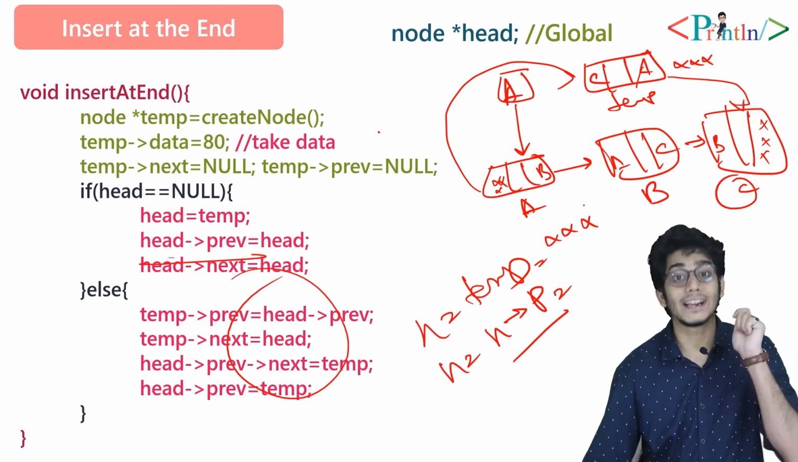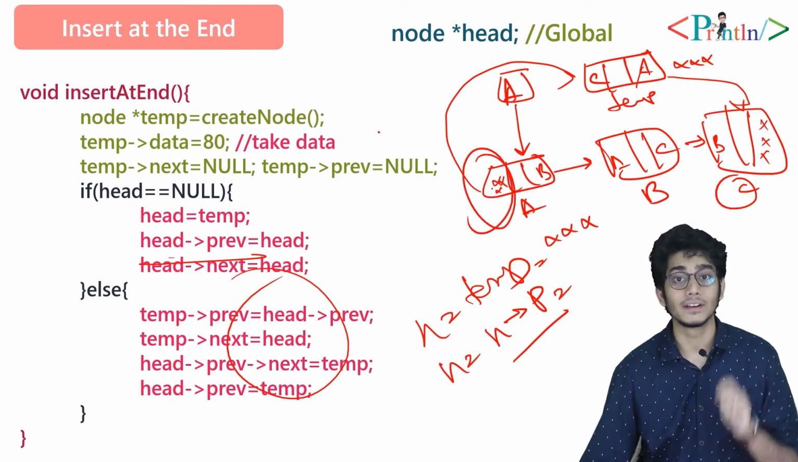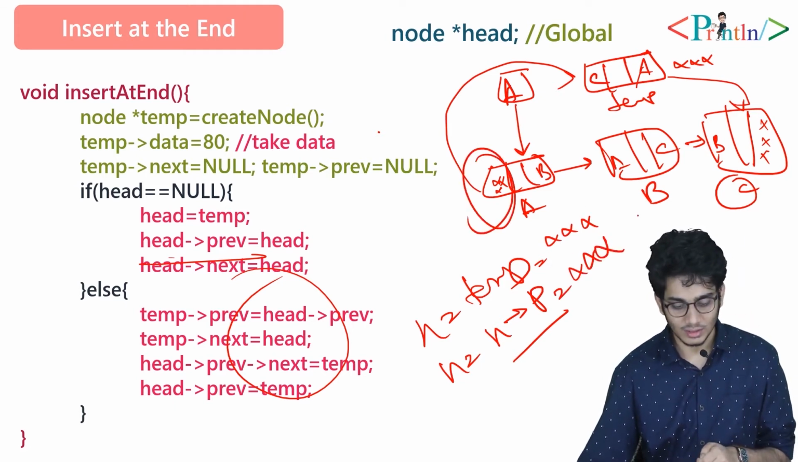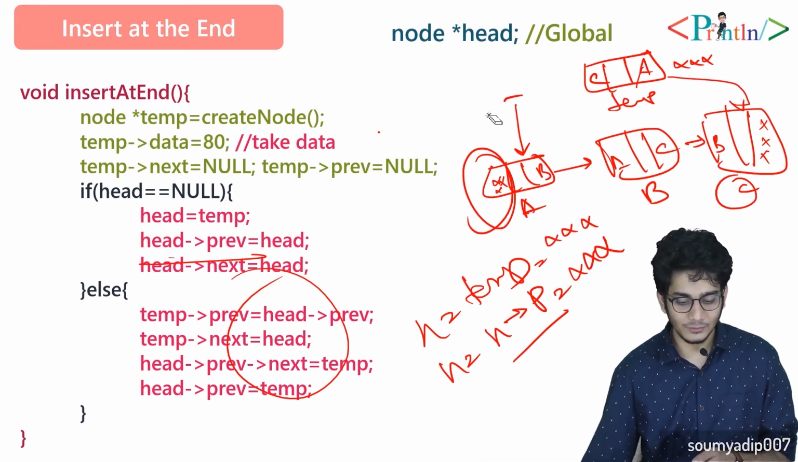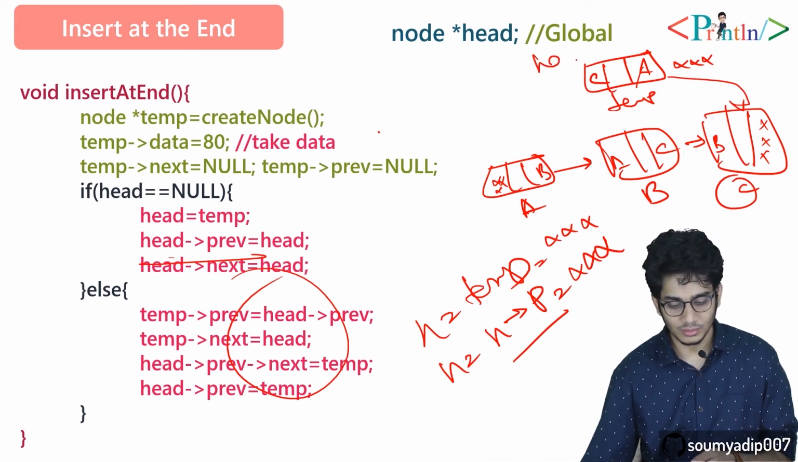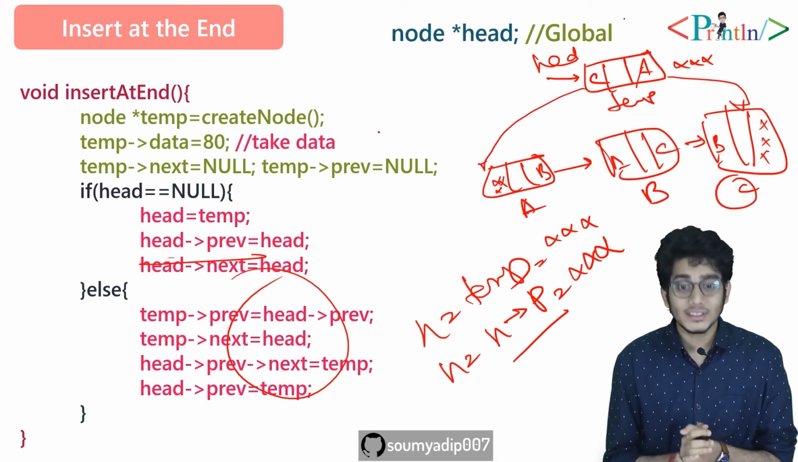XXX. What is the value of head prev? That is XXX. If we do this, then our head will be pointing to this node, then it will be the first node. So I think these portions are clear.